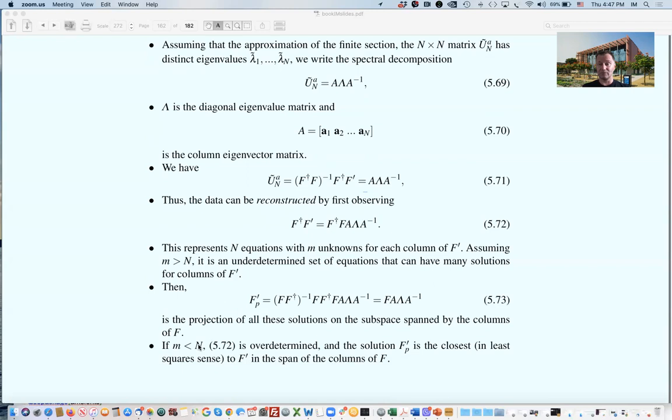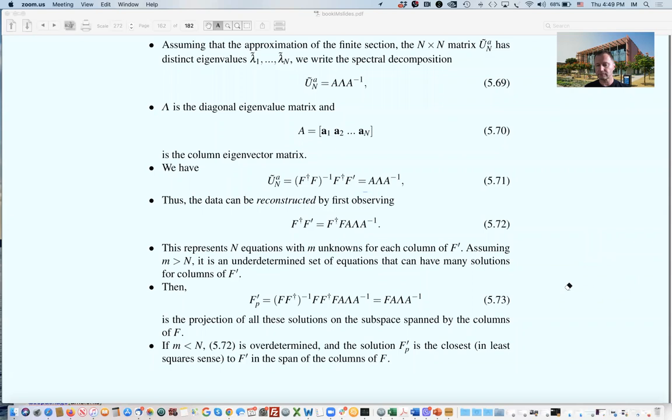But again, this solution here has an interpretation, and that is that it's the closest in least square sense to F prime, the true solution in the next time step, in the span of the columns of F. So in that situation, you have something like this. Let's say this is the span of your functions. You have your observables that you obtained over here, and that spans this plane P. But then the next observation is here. And so really the solution that you're getting is the closest that you can obtain in the plane that was spanned by the information that you already have, the data that you have already collected.